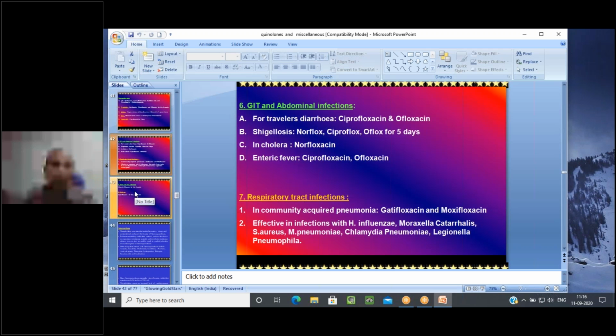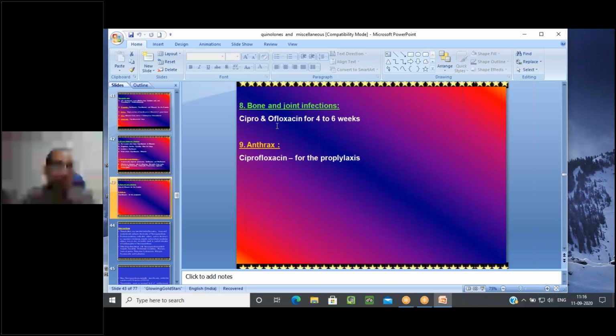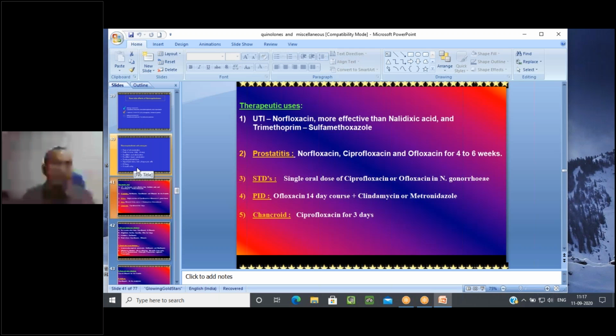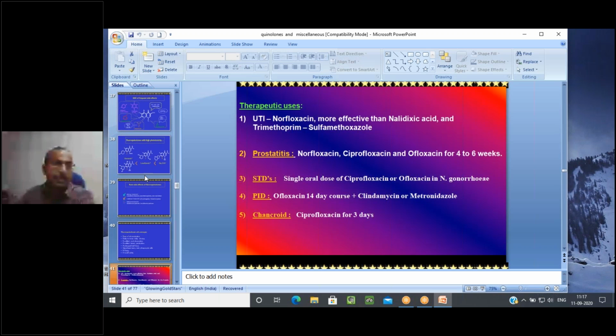Next one is other indications: bone and joint infections, ciprofloxacin for 4 to 6 weeks, and anthrax. So ciprofloxacin for prophylaxis. In case of anthrax, prophylaxis will be useful. Okay. And the next one is the indications of various fluoroquinolones.